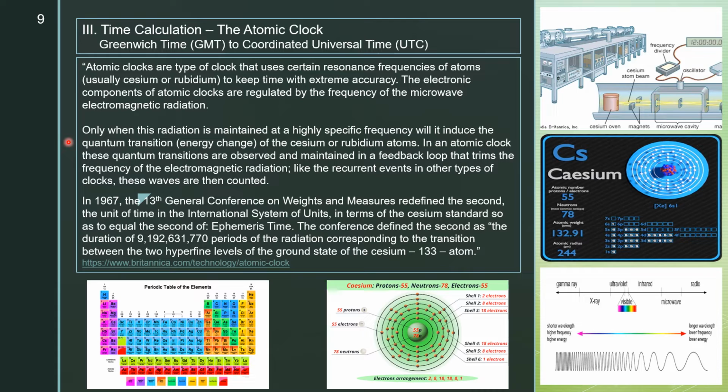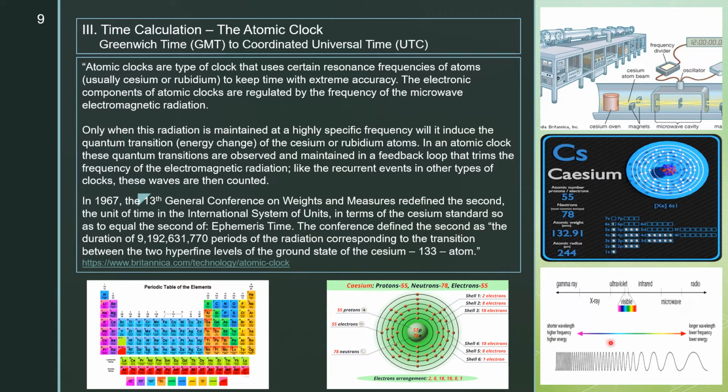In an atomic clock, these quantum transitions are observed and maintained in the feedback loop that trims the frequency of the electromagnetic radiation, like the recurrent events in other types of clocks. These waves are then counted.